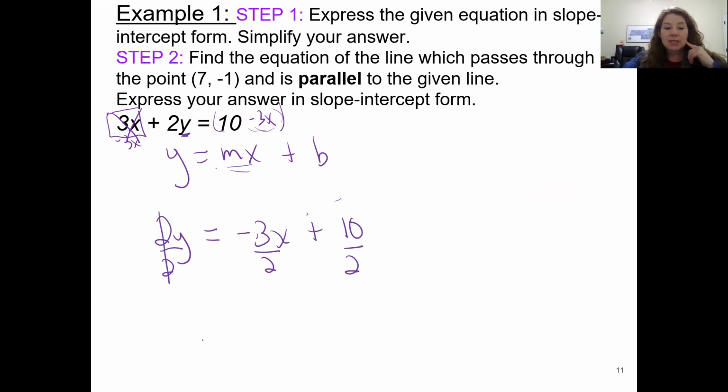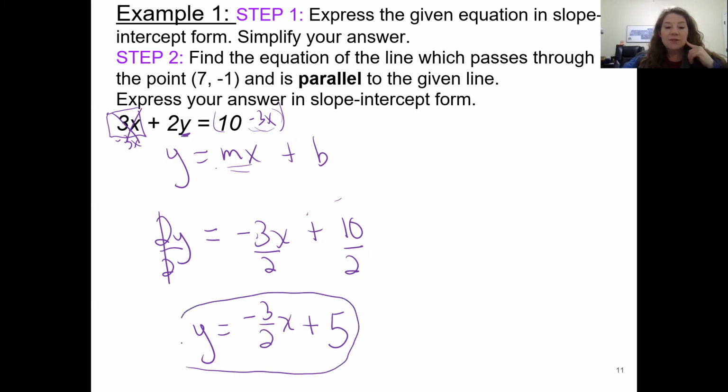So 2 divided by 2 is gone. Y is equal to, I'm going to write this as a fraction, negative 3 over 2 x, plus 10 divided by 2 is 5. So I've taken that equation in standard form and I've rewritten it in slope-intercept form.